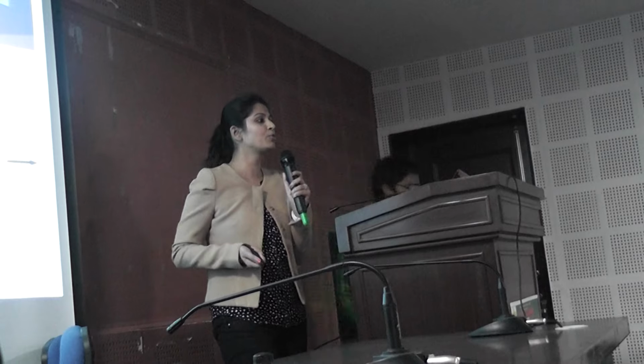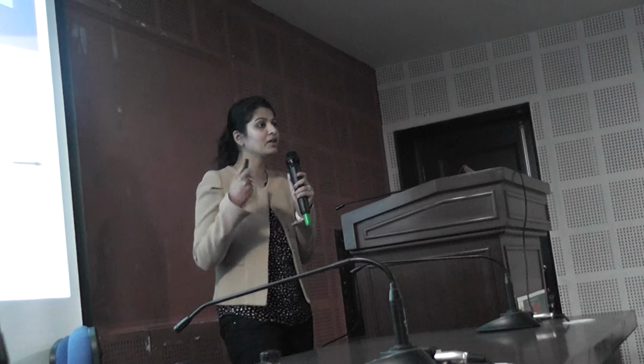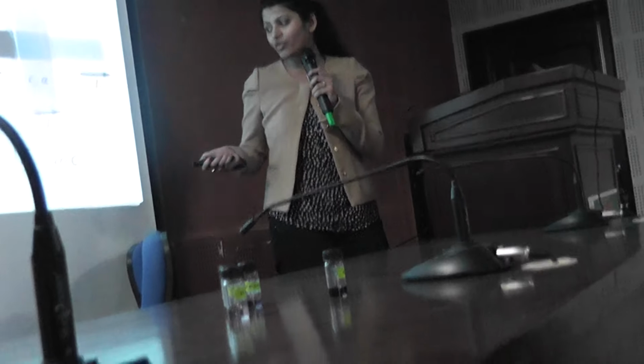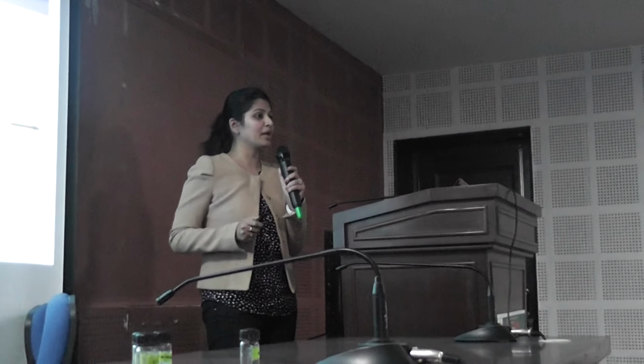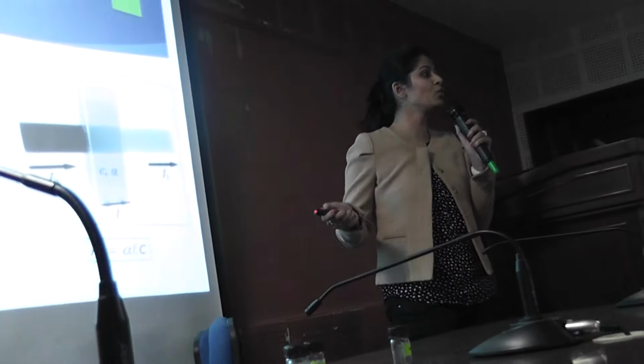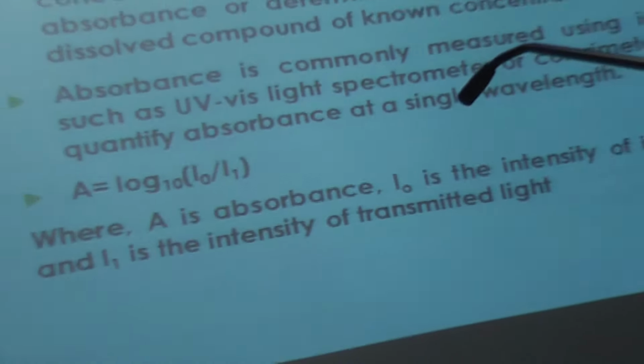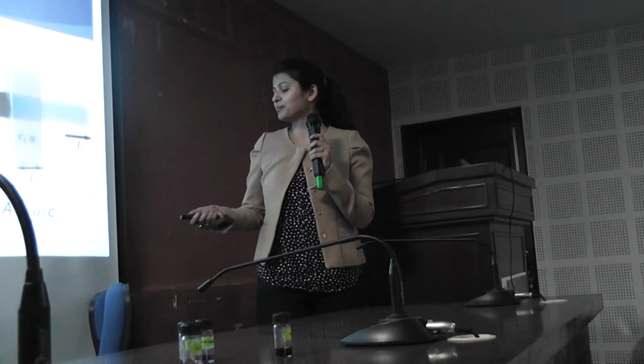Why do we put a proportionality constant? Because in order to remove the directly proportional sign, we use a proportionality constant, and over here this is the molar absorptivity coefficient. Now, our experiment will depend upon the formula A equal to log10 of I naught upon I, where I naught is the intensity of the incident light, and I is the intensity of the transmitted light.